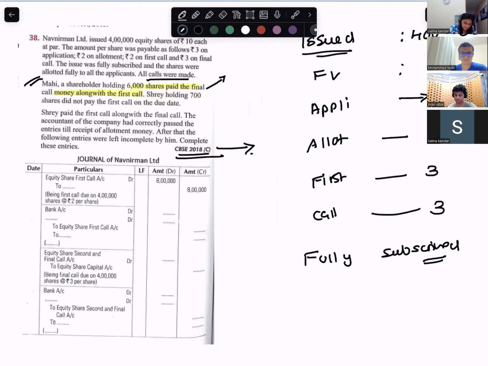3. First call, final call. So she has paid 3 along with the first call. So calls in advance is how much? Calls in advance is 3. How much is the calls in advance? 3.